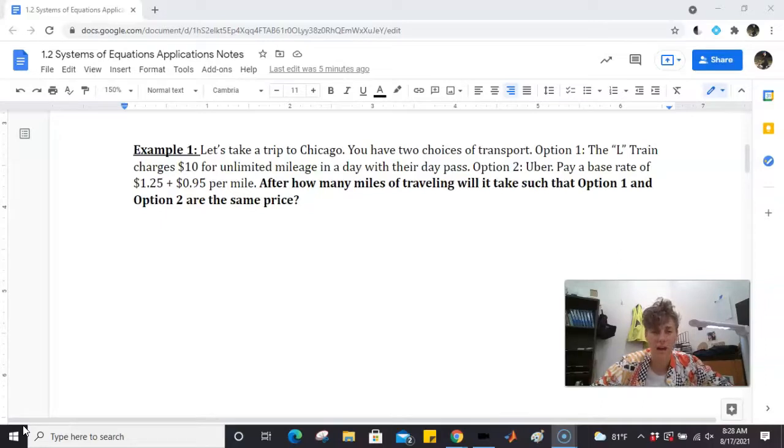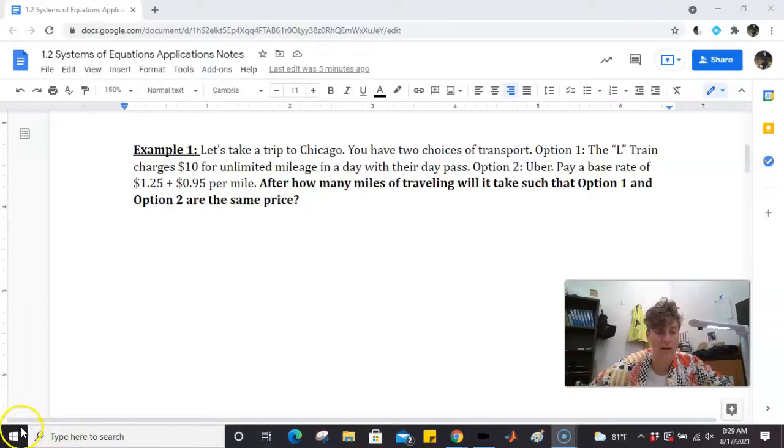Now the question is, after how many miles of traveling will it take such that option 1 and option 2 are the same price? Okay, so we're going to make an equation for each of these, option 1 and option 2, for our overall price, right? That's what we're interested in, the overall price. For option 1, it's $10 a day for unlimited mileage. So we're going to pay the same cost whether we travel 1 mile or 100 miles. Our charge is just going to be $10 per day.